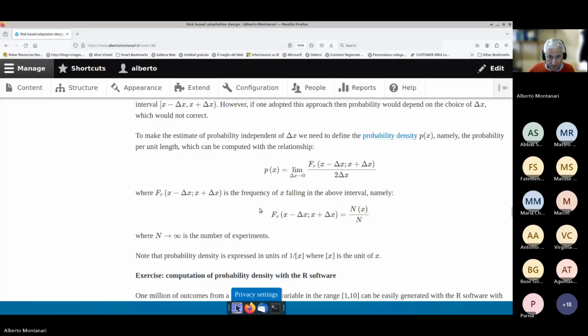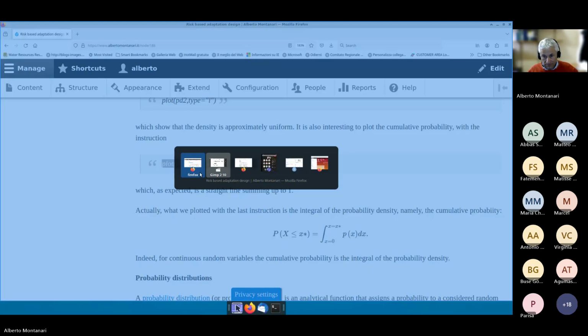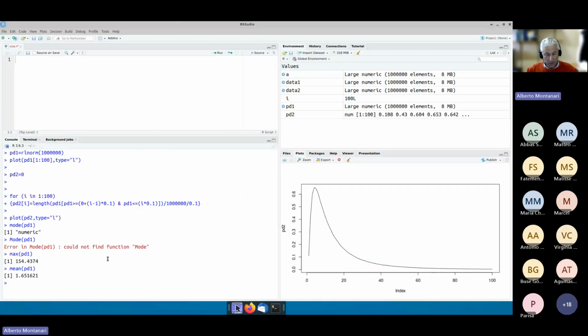Look here. The instruction says plot what? The cumulative sum. This function cumsum in R computes the cumulative sum of the probability density, which I computed before, times the length of the interval. Okay, and you see it's the integral over the x. Let's copy this and put it into R. And let me paste it here.